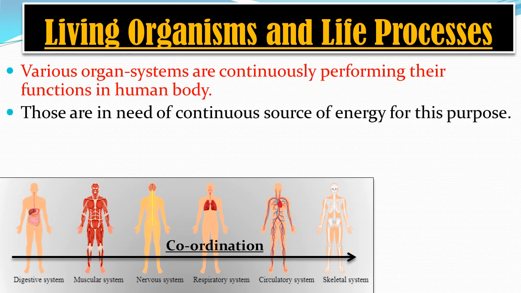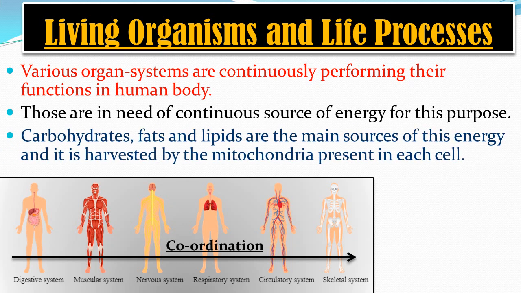And this overall system is in action in more or less the same way in all organisms, and they are in need of a continuous source of energy. That means for performing different functions like the digestive system, nervous system, and all the functions, they require energy. So energy is the main source of our body, helping the different functions to perform equally.